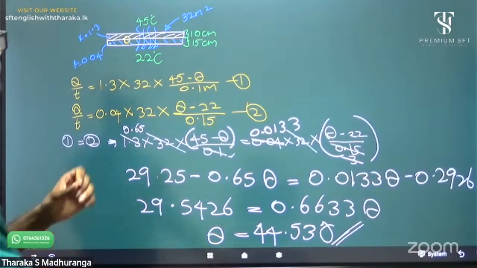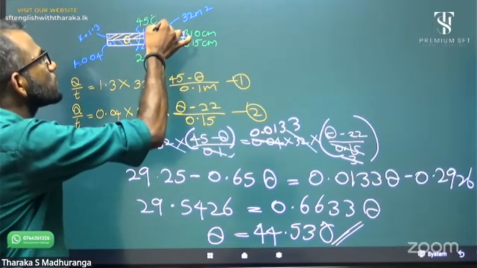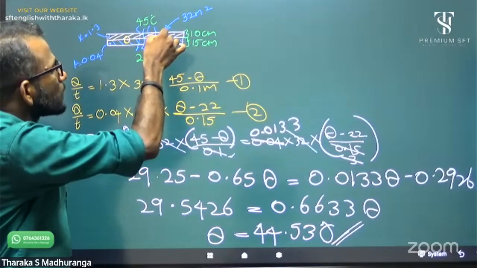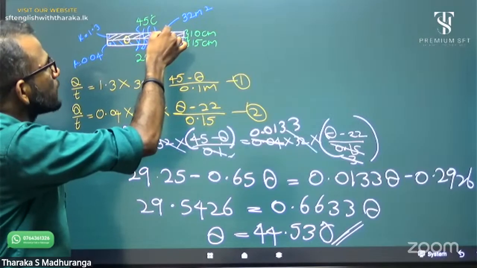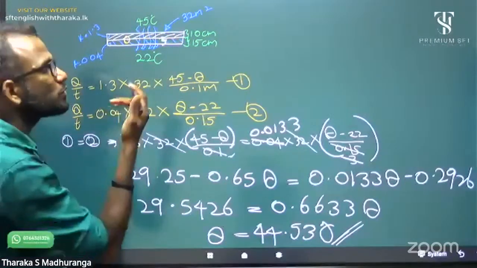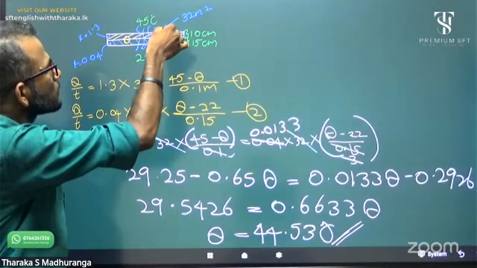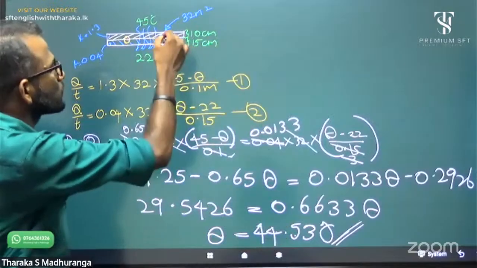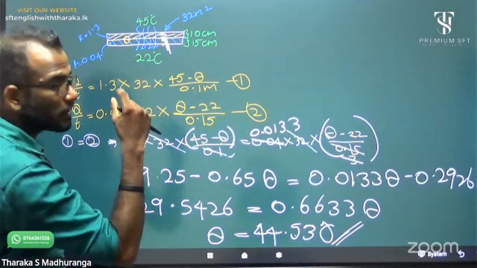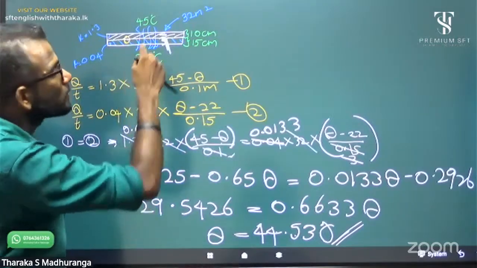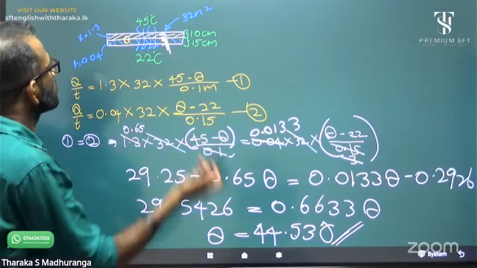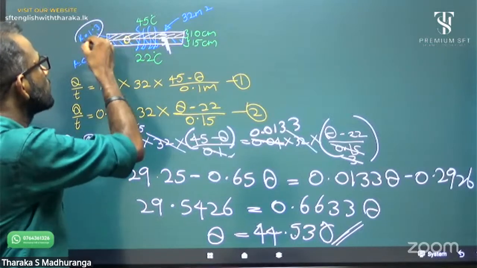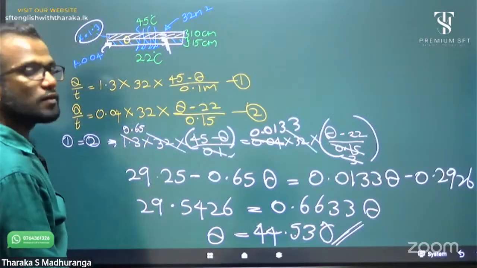Yeah, 44 point. Then it is a very small temperature drop due to the tile plate. The fiberglass plate is doing a huge job. Huge job. It drops the temperature from 44.5 to 22. It's doing a huge drop. Huge job, the fiberglass layer, because its thermal conductivity is very low, 0.04, compared to the cement tile layer. Yes.